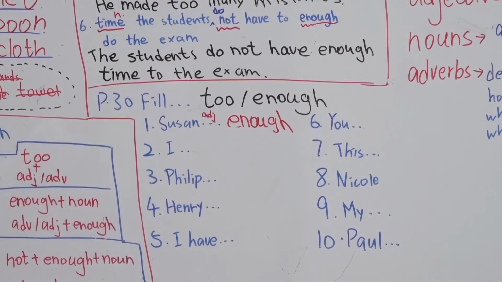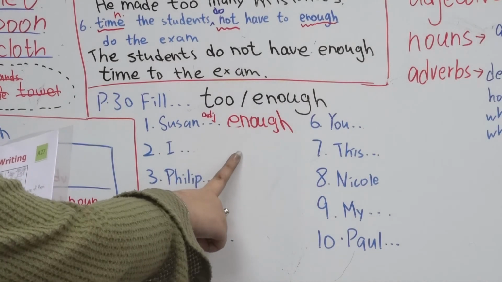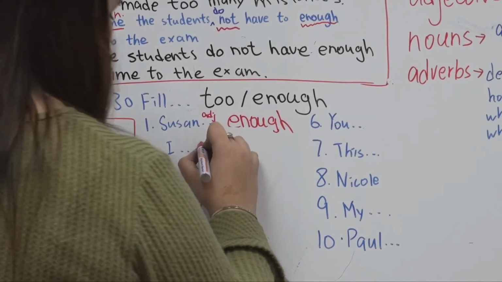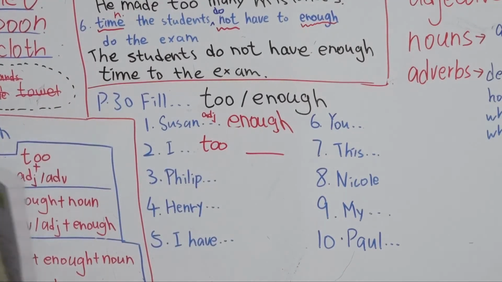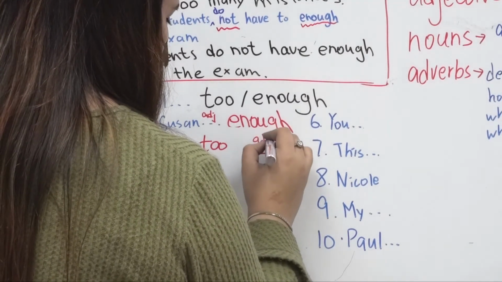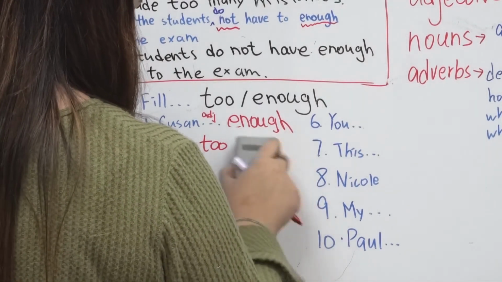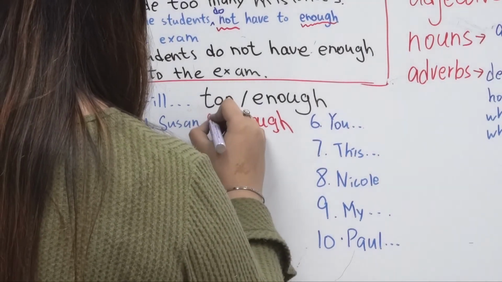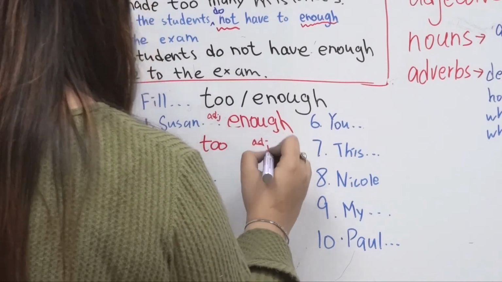Next one. I can't go to your party because I am what? Busy. Too busy. I am too busy. Busy is the adjective here. If you want to write, you can write as you wish. Adjective.